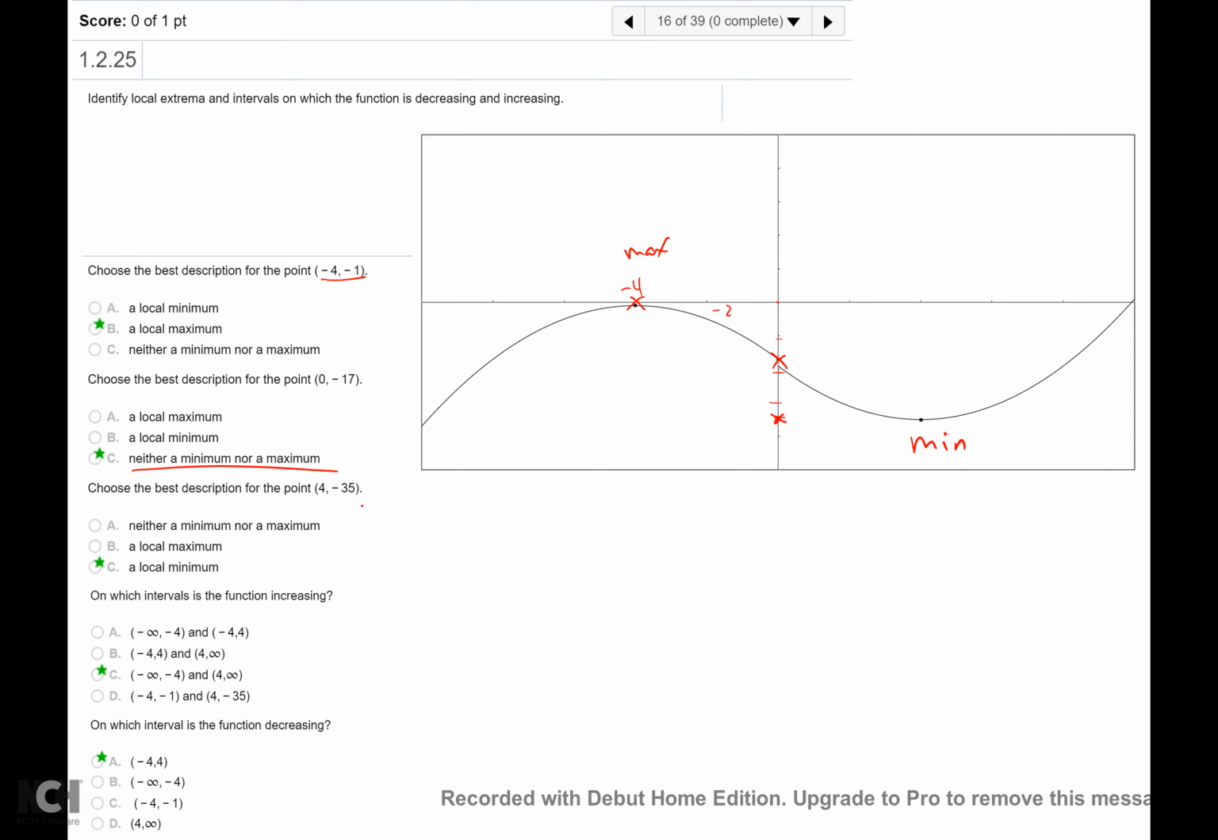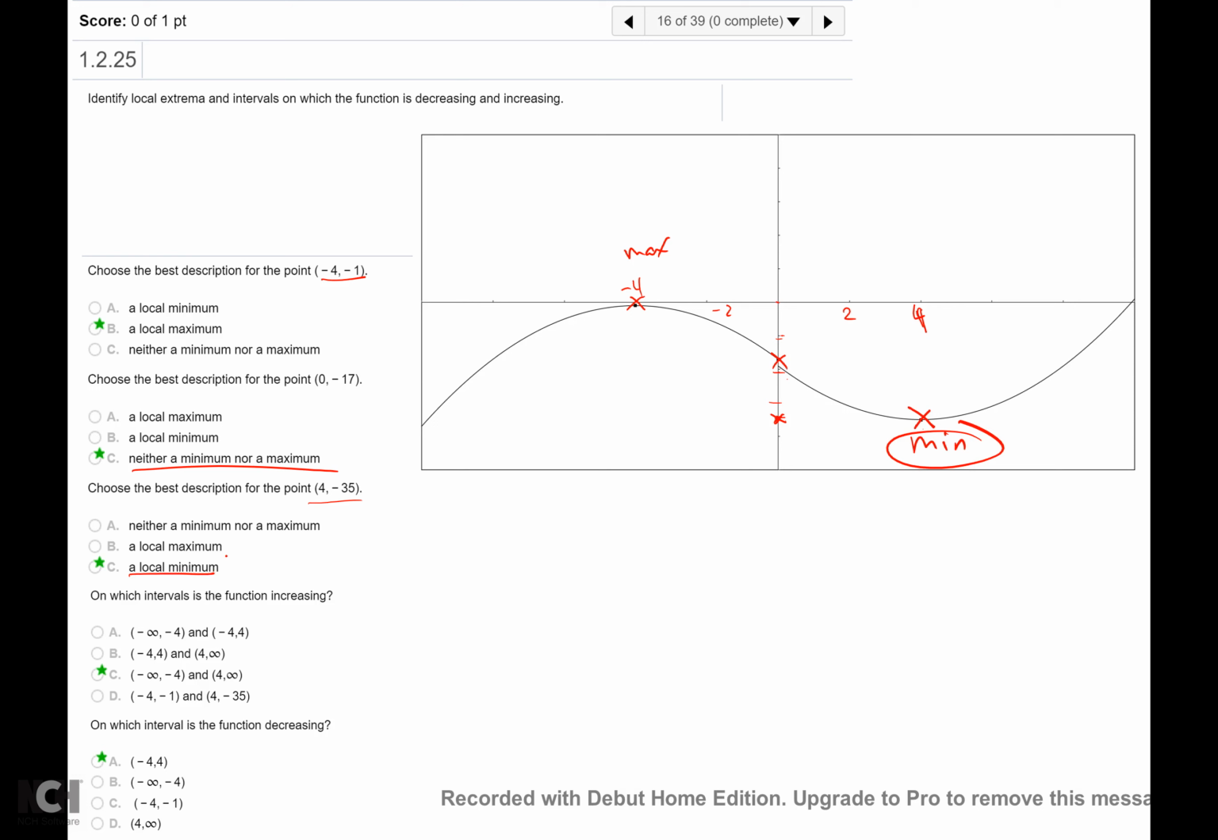It says choose the best description for the point 4, negative 35, which I'm going to assume, if we're counting by 2s, that's 4. And then again, that must be 10, 20, no, 15, 30, I don't know what they're counting by. Anyway, if they're talking about that point, that would be a local minimum.